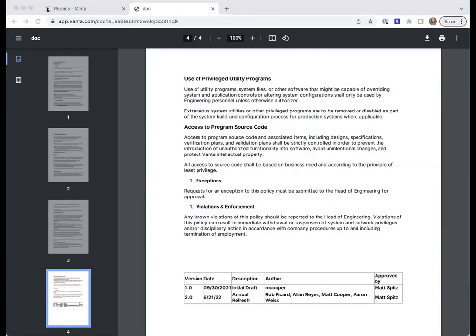Access to program source code. ISO again calls this out as a crown jewel that pretty much everyone, if you're coding something or building code, needs to be protective of. That's it.